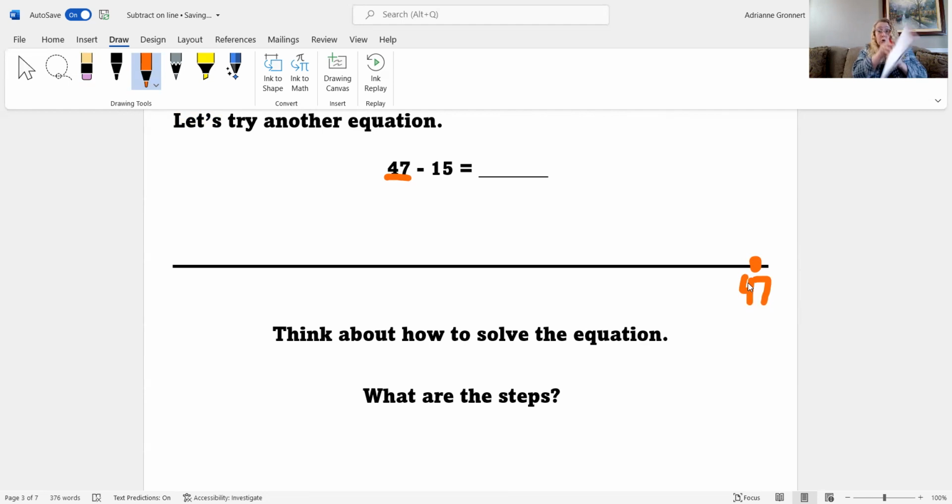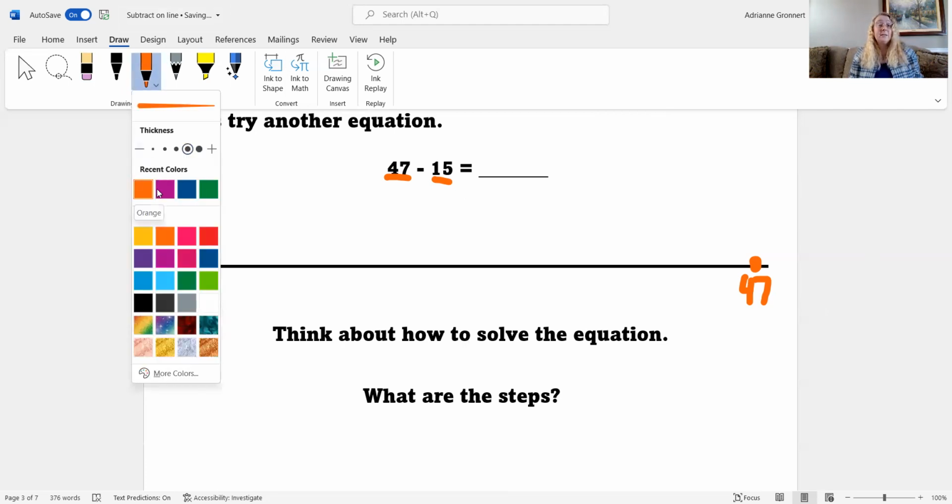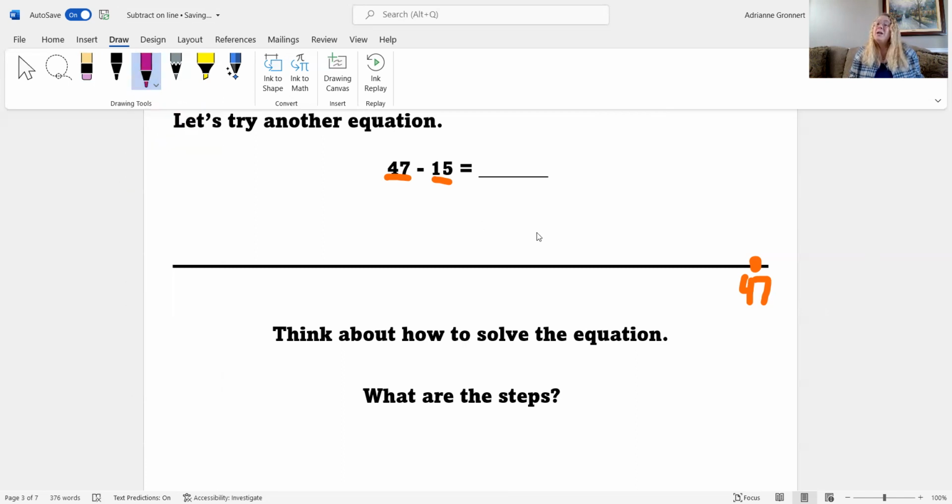Make sure you do that too in your notebook or on your paper. Let's do that. I'm going to draw the number line and mark the number 47 at the end. There we go. Okay. What do we do now? Right. Let's look at the subtrahend. It's the number 15. And we ask ourselves, how many 10s are in that number? Well, the number 15 has 1 10. So we need to take one big jump of 10 backward on the number line.